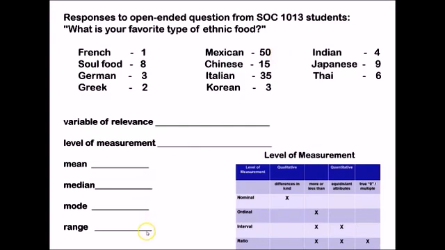Mexican is our mode. Now, is there a range? Well, again, it's qualitative, right? It's apples and oranges. And so range makes no sense. We can't order these in any way. And so, again, we have no range. All we can calculate with nominal level data is the mode.